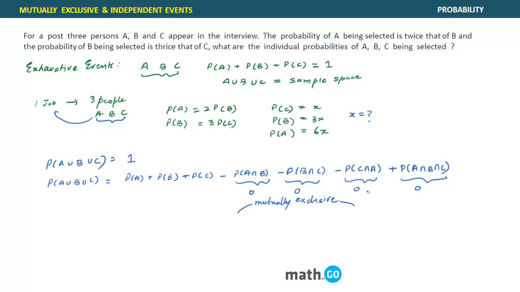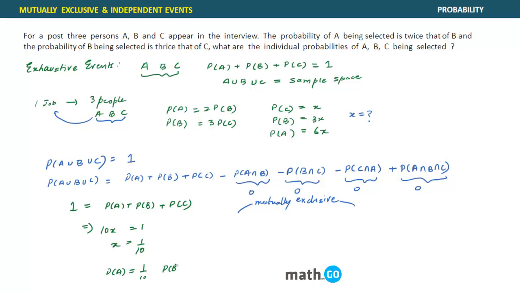If B has been selected, then C will not be selected, and if C is selected, then both A and B cannot be selected. So that means they are mutually exclusive. So the only thing left is PA plus PB plus PC. Now you know all these values, which is given as 10x. So this implies 10x is equal to 1. X comes out to be 1 by 10. Now you can find their individual probabilities very easily.